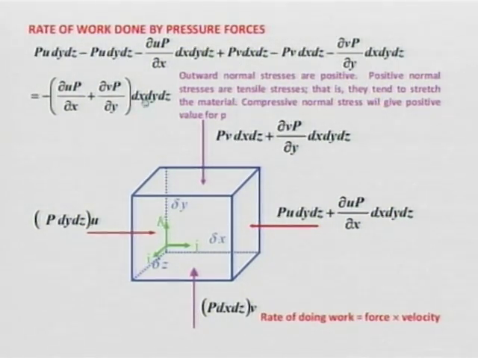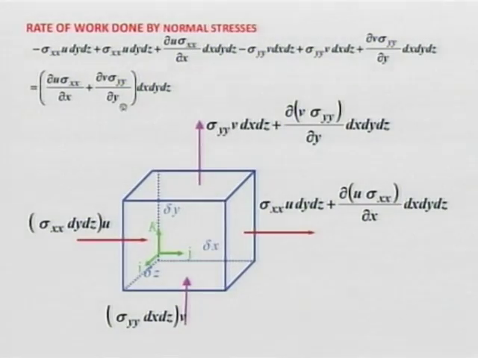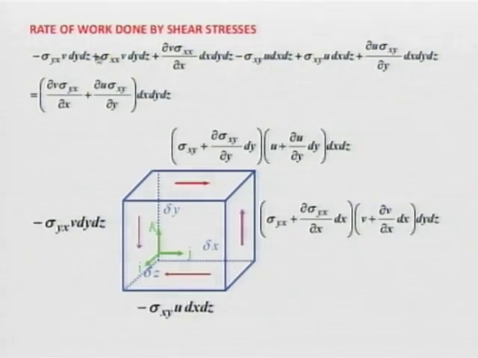So, the same thing I will have to do for stresses. First let me take normal stress. Normal stresses will be the same as pressure, only the direction is different. So, if I do the same thing, sigma xx, sigma xx, sigma yy, sigma yy, I am going to end up with del u by del x, sigma xx plus del v by del y, sigma yy. Is that okay?